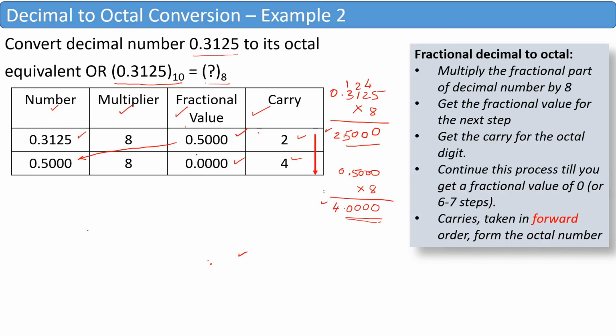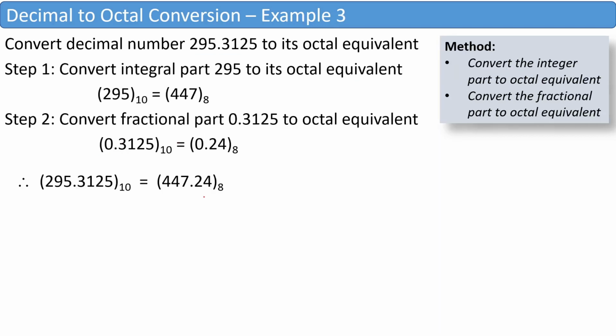We consider the carry values in the forward order, and our final result becomes: 0.3125 of decimal is equivalent to 0.24 of octal. Let us now consider a mixed number. In this number, we have the decimal value 295.3125. Now, this number conversion can be done by using the methods of the previous two examples.